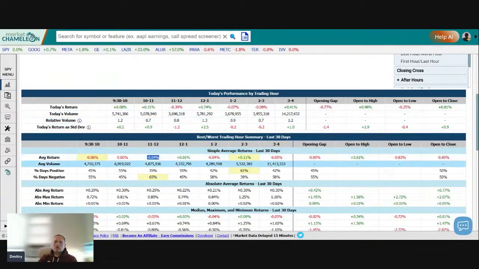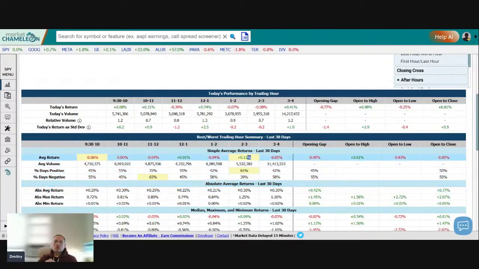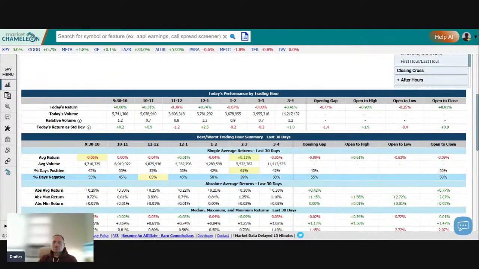The hour that stuck out to be the best in the last 30 days was 2 to 3. So for whatever reason, between 2 and 3 o'clock, 61% of those days tended to be up versus 39% lower, for an average gain of 0.11%. So that one had the best average return for the hour. You can see 0.11%, and with the most frequent up moves.